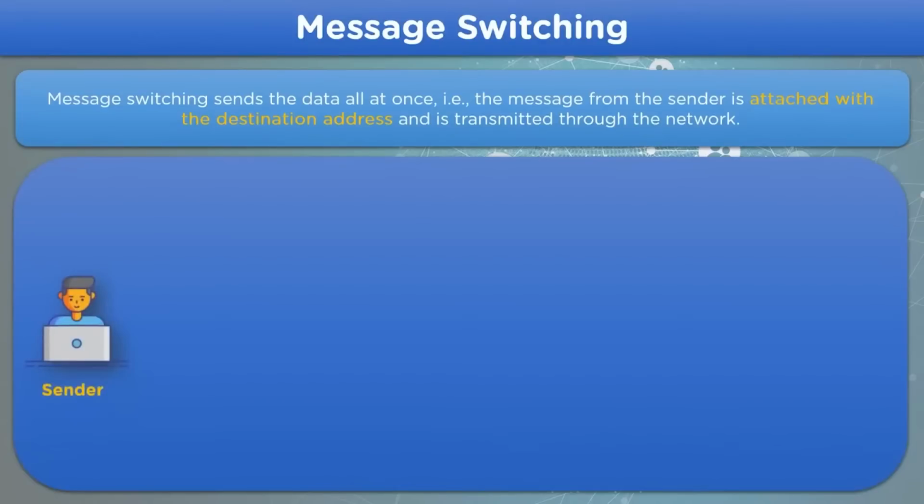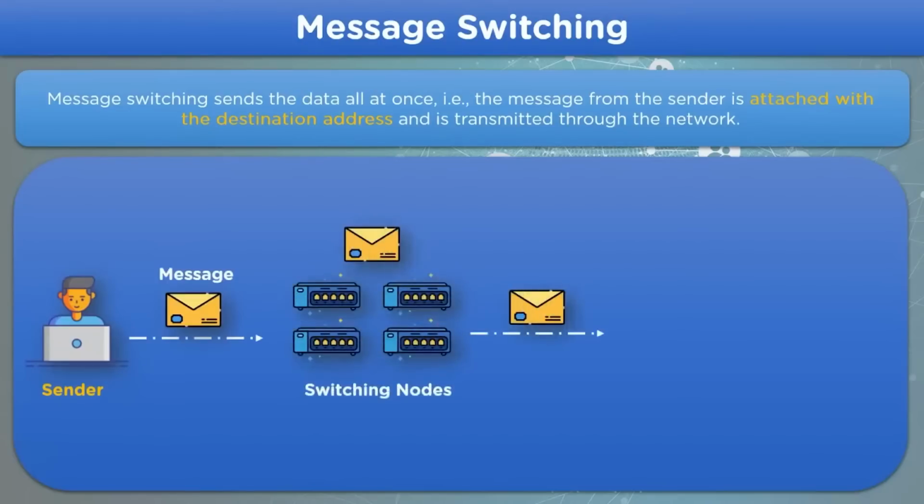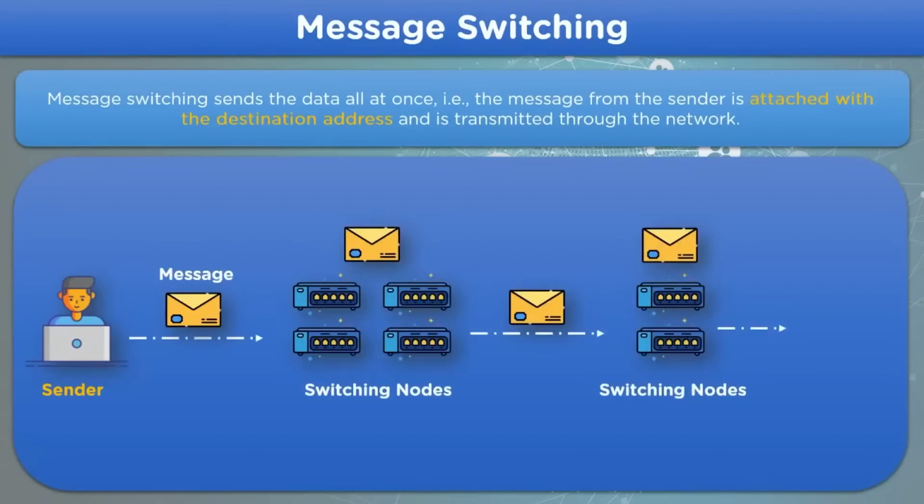For the first step, the sender node integrates the destination address into the message. Then the whole message is transmitted to the switching node in the network, where it gets stored for the next transmission. Similarly, like the second step, this transmission of data is done over the whole network. And finally, through the destination address in the data, it reaches the receiver node. This is how message switching works.